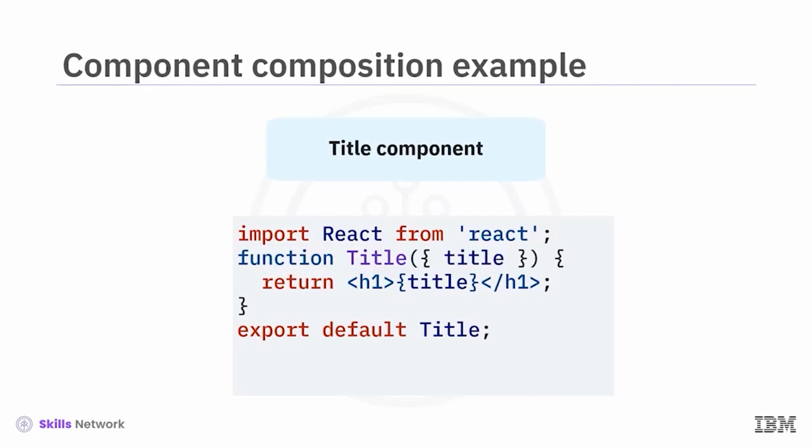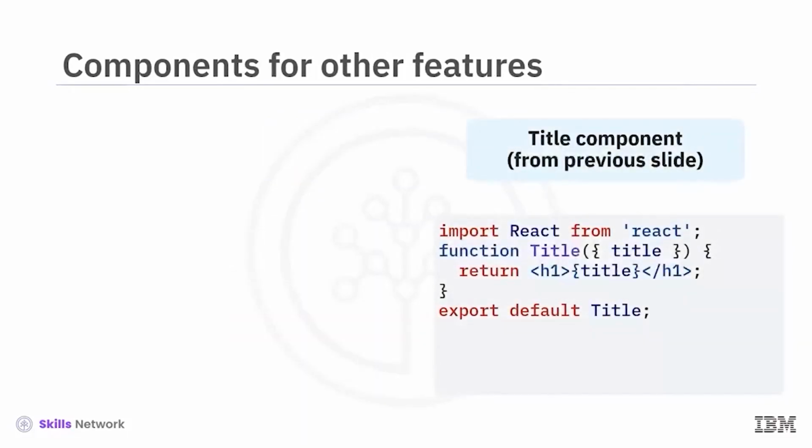Let's take a look. Here, you see the title component. Notice the structure. Import the React library. Define the function with its name and its parameter. Return the formatted content. Export the component. Recall we need additional components for author, type, and description. Let's look at these in comparison to the title component.